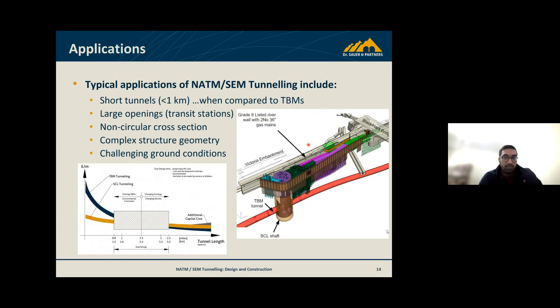Applications, yeah. This image that we see on the right here is from the Blackfriars shaft and connection to a TBM tunnel in central London. That whole project, the Thames Tideway project, was all done within the river, so that's why we see this structure going around the outside, which is a cofferdam.